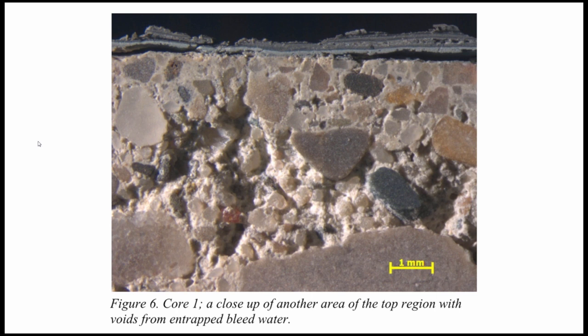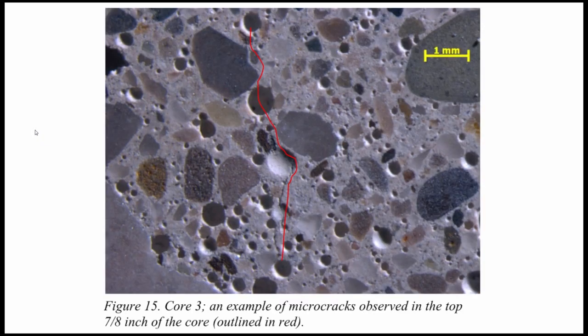This photo from one of the cores shows the coating and where it had failed, as well as some of the areas of the voids and the trapped bleed water beneath the surface. And this photo shows one of the microcracks, and also you can see some of the air voids as well in the top surface of the concrete.